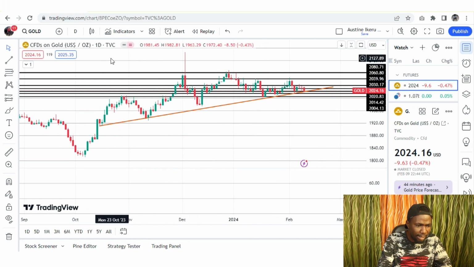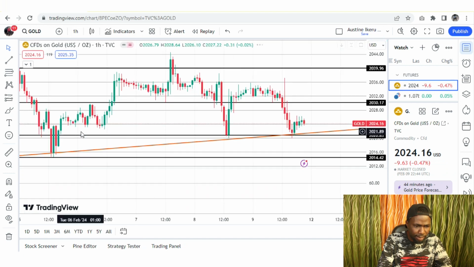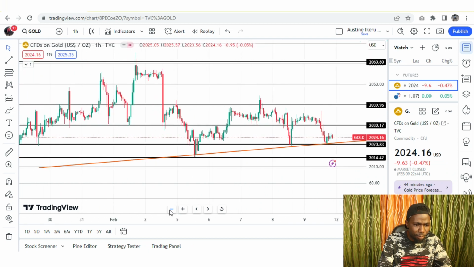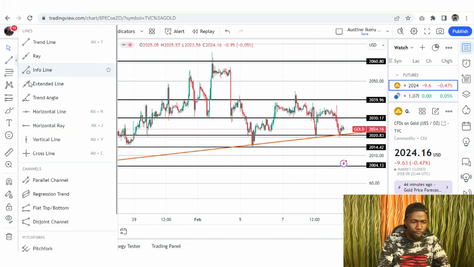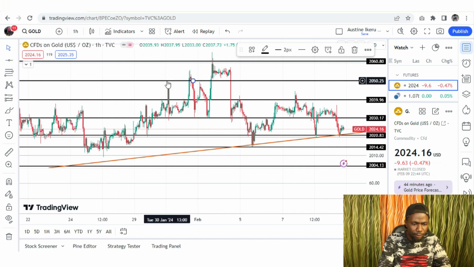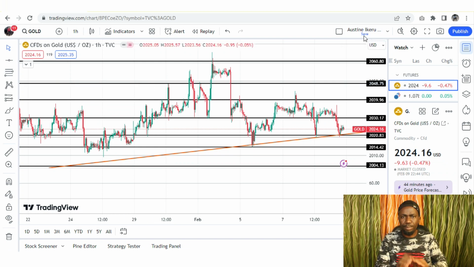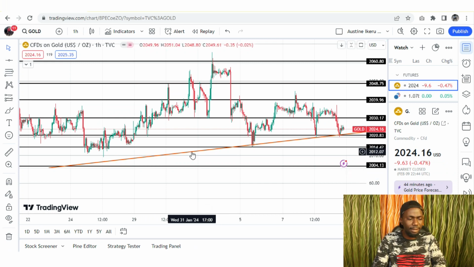Then we'll go back to the 1-hour time frame to make sure that everything is in order. Right now we have been able to plot our key levels. So what we're waiting for is for price to make a directional move to any of these levels for us to take action. For us to blend our strategy to get a sniper entry, we need to include the RSI, the relative strength index.